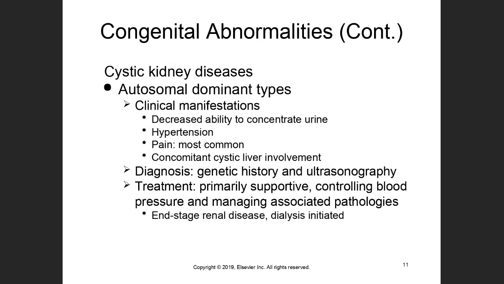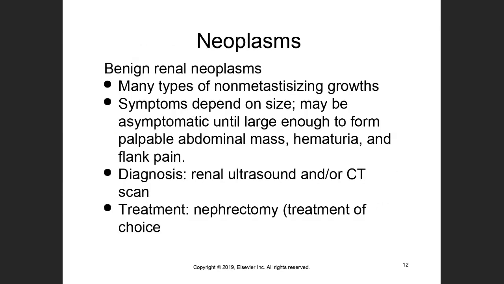Then clinical manifestations: decreased ability to concentrate urine. Of course, hypertension is essential. If you don't concentrate the urine, you retain fluid, and then you have hypertension. Diagnostic tests are genetic history and ultrasonography, and treatment is primarily supportive. Those patients at one point are going to need a renal transplant. When they reach end-stage renal disease, the patient goes to dialysis and goes on the list for renal transplant.